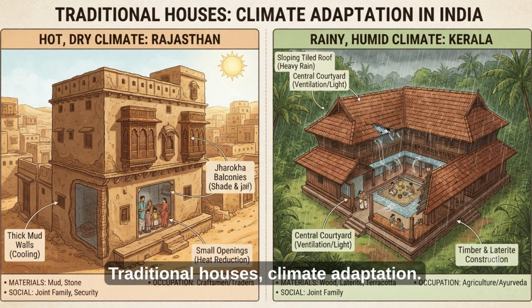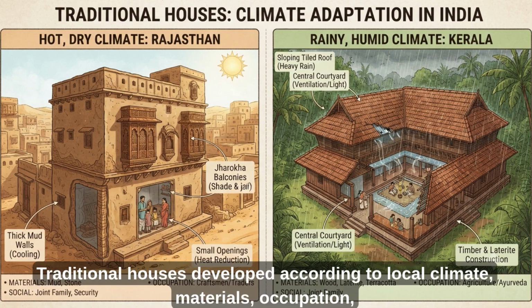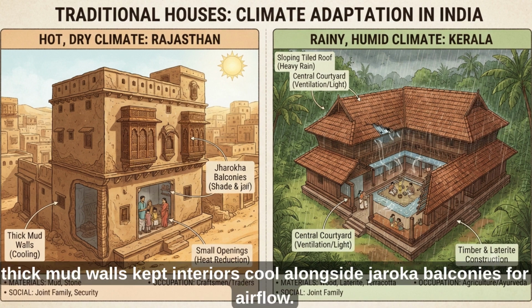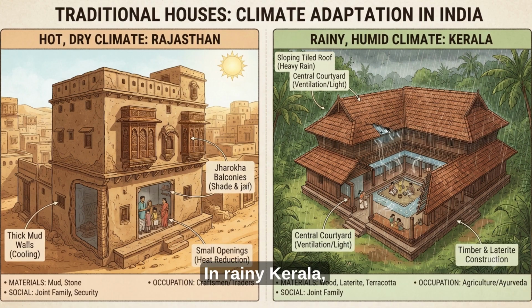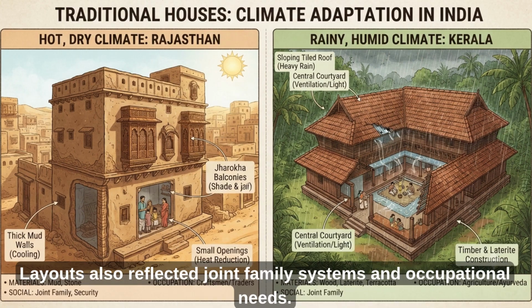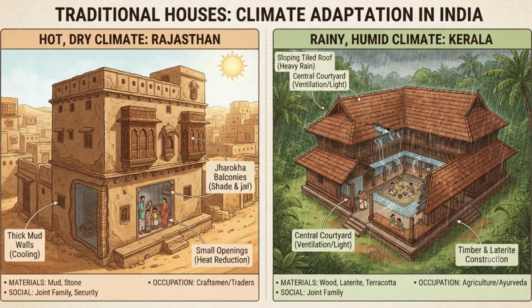Traditional houses, climate adaptation. Traditional houses developed according to local climate, materials, occupation, and social customs. In hot, dry Rajasthan, thick mud walls kept interiors cool alongside Jharokha balconies for airflow. In rainy Kerala, sloping tiled roof Nalukettu houses with central courtyards managed heavy rainfall. Layouts also reflected joint family systems and occupational needs.